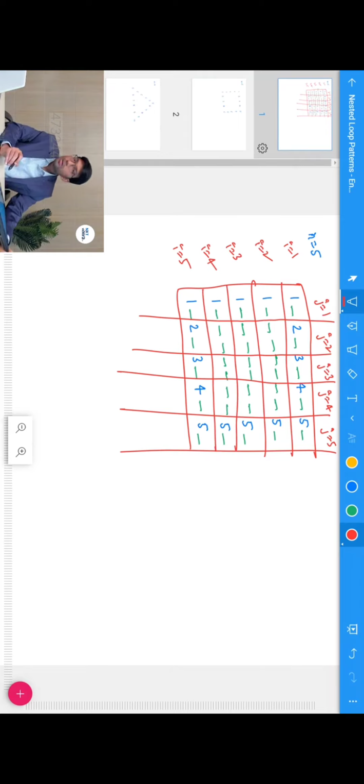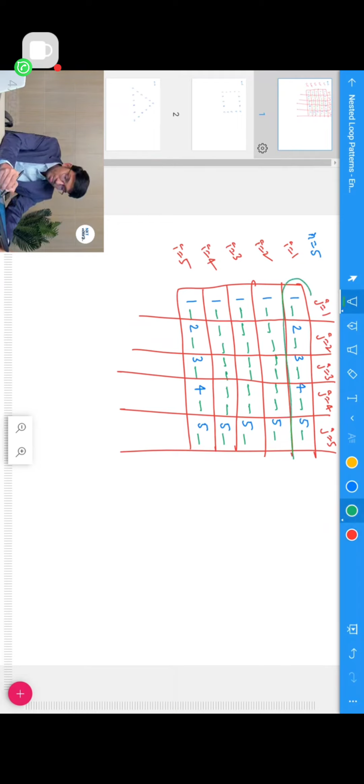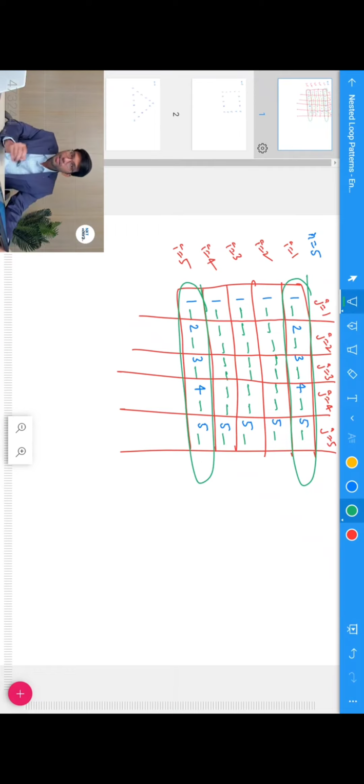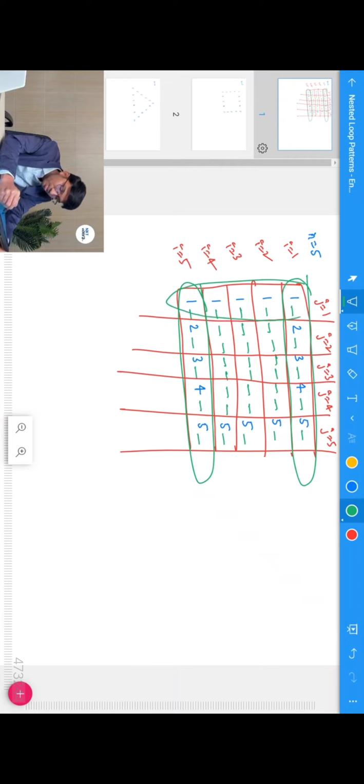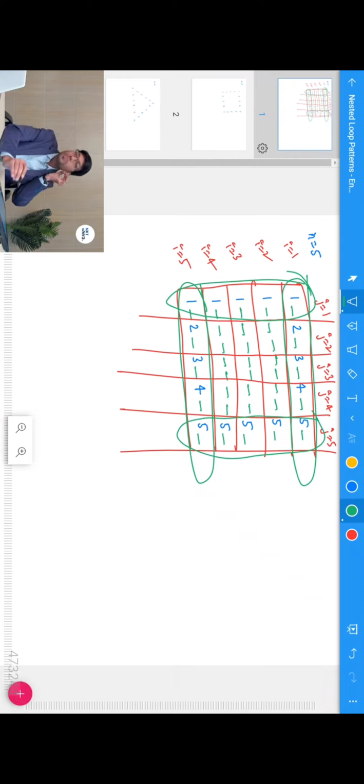If you carefully observe, the first row has all numbers. When I say number, I mean a number and a space together. So the entire first row has numbers. Now the entire last row has numbers, right? And the first column has numbers, and the last column has numbers. The rest is all just spaces.